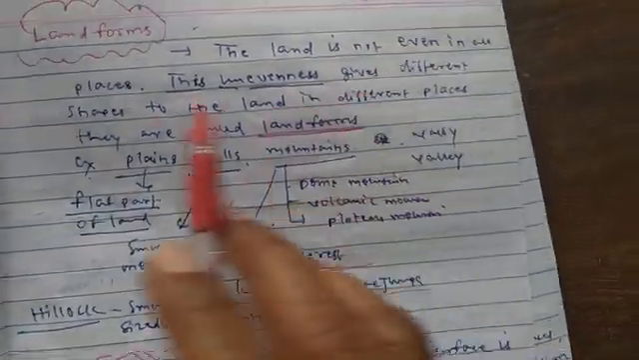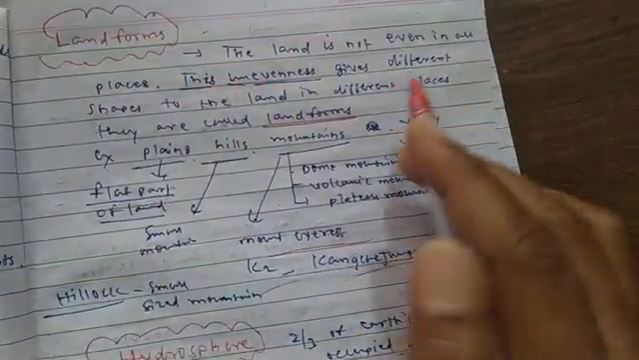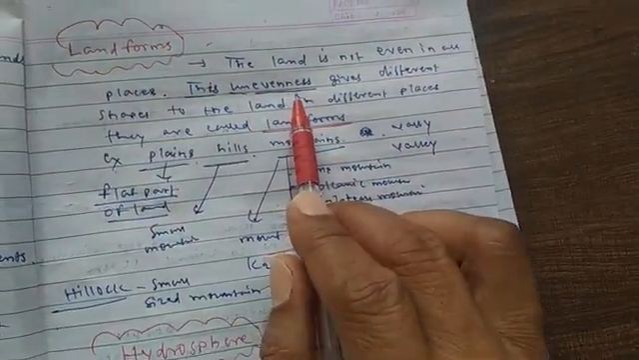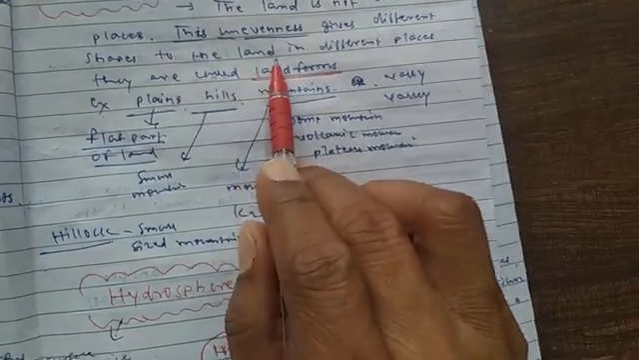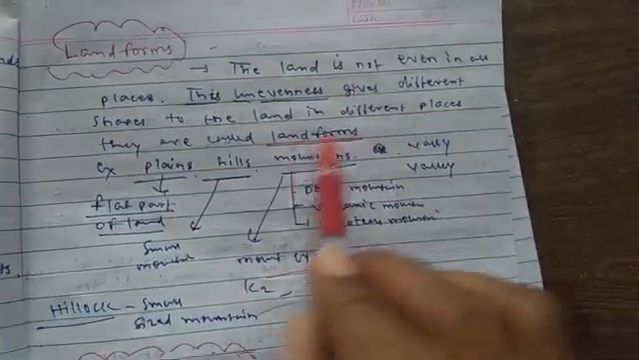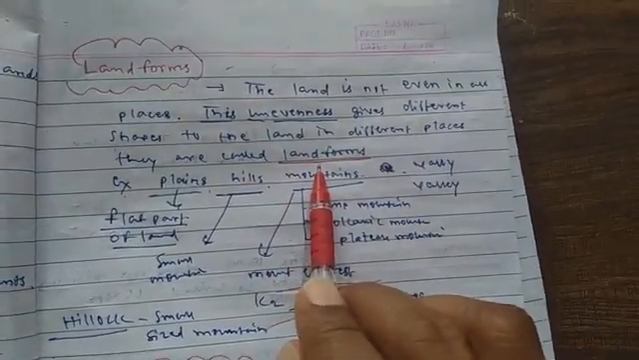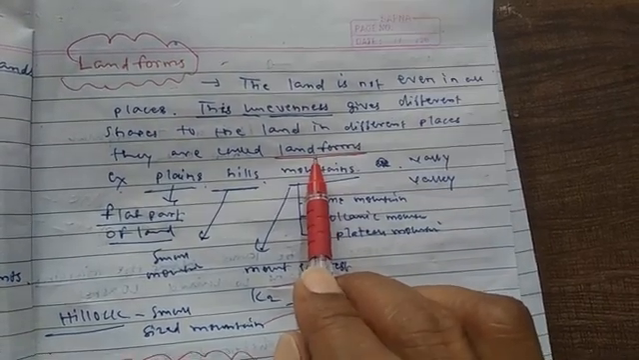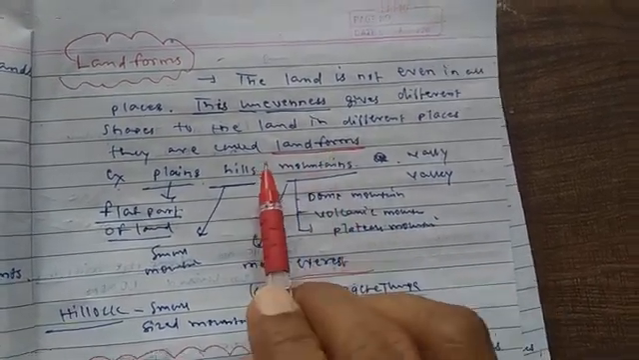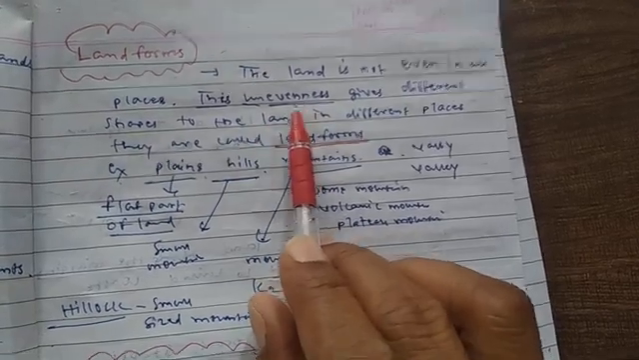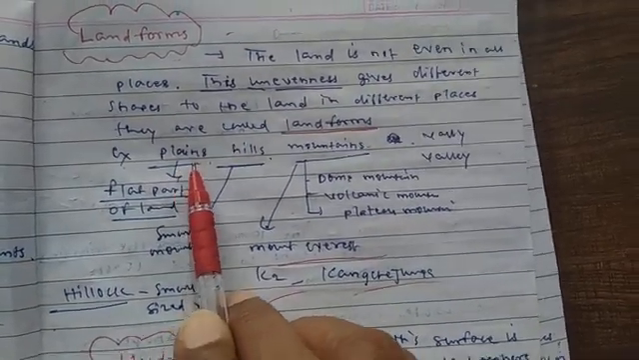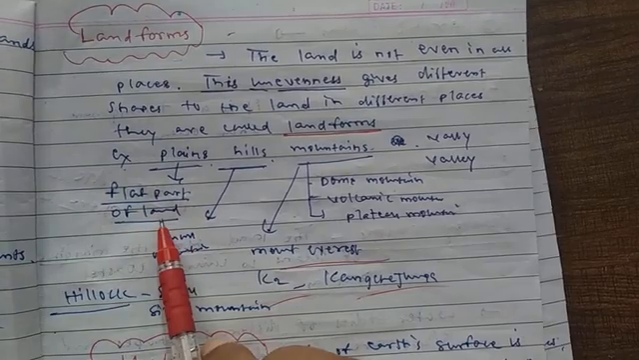The land is not even in all places. This unevenness gives different shapes to the land in different places, and they are called landforms. It means whatever land is on the Earth is divided into different shapes and sizes. Some land you find in plains. Plain means the flat part of the land.